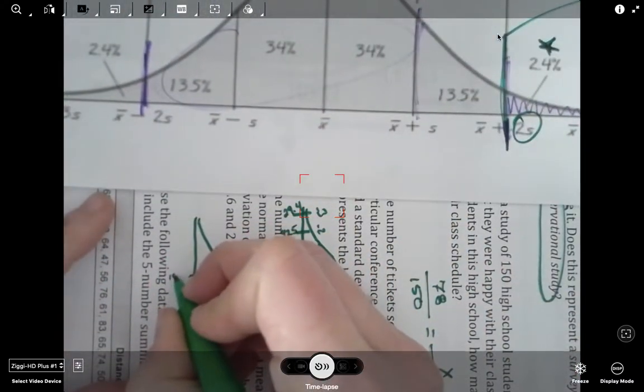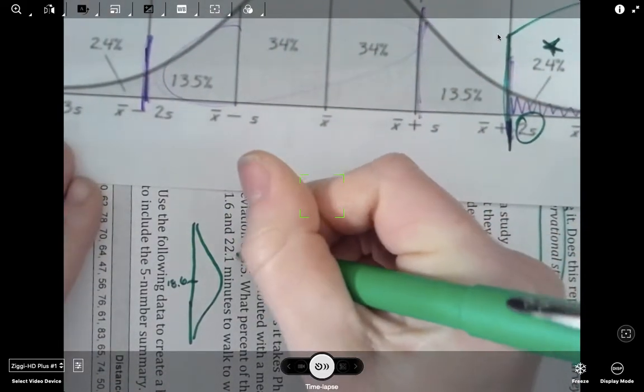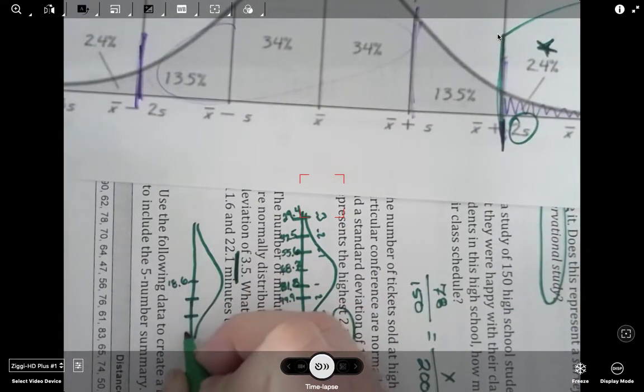18.6. So I'm going to put that here. I'm going to put it sideways so I can see. 18.6 goes here. What's the standard deviation? 3.5. It tells me that right here. So we're going to add 3.5: 22.1.